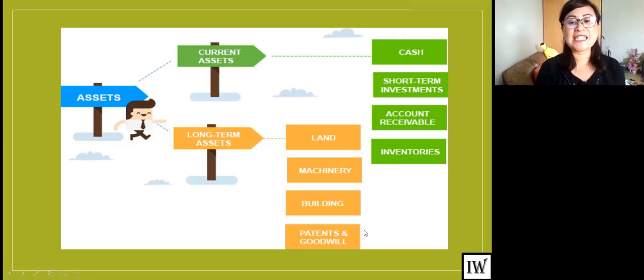Next is patents and goodwill. So these are those mga brands ng produkto na meron tayo. So at saka binibenta natin yon, and then lalaki siya. So these are long-term assets, not assets at the moment. So it is understandable naman na assets give us the money, and we don't give out money.